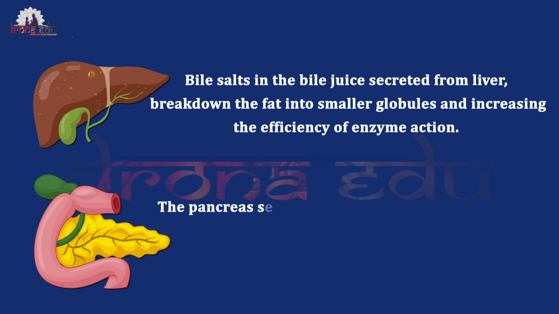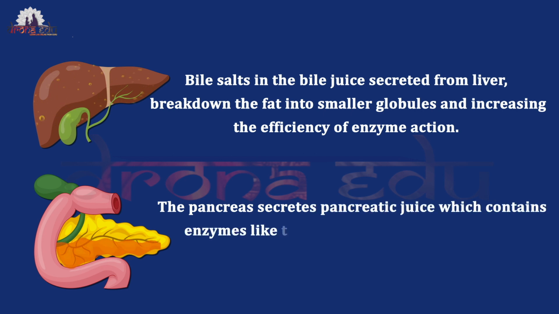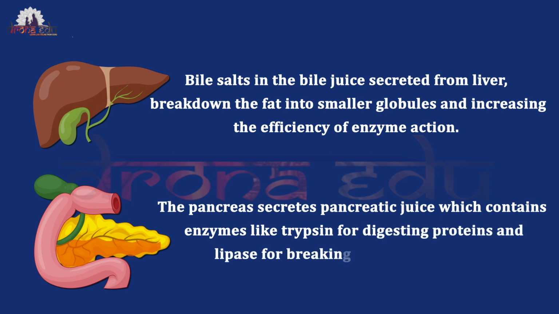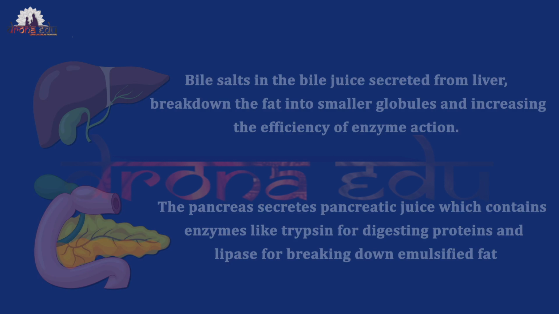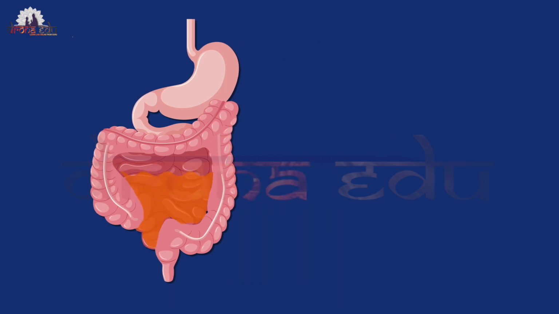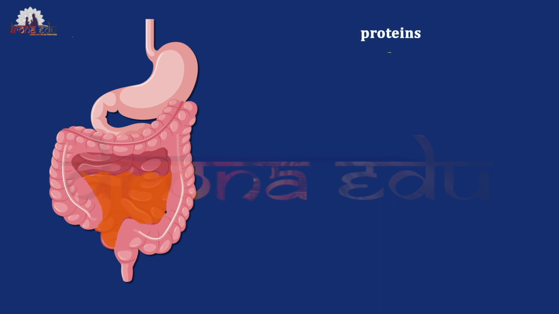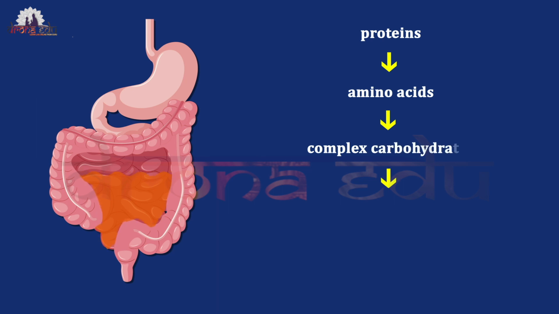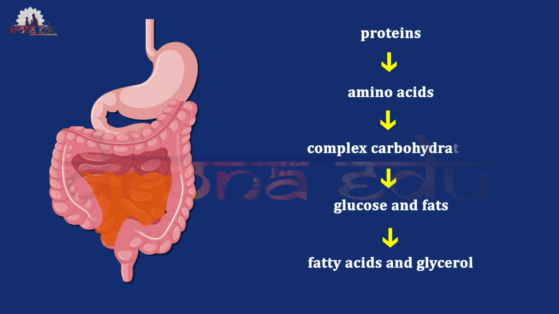The pancreas secretes pancreatic juice, which contains enzymes like trypsin for digesting proteins and lipase for breaking down emulsified fat. The wall of the small intestine contains glands which secrete intestinal juice. The enzymes present finally convert proteins to amino acids, complex carbohydrates into glucose, and fats into fatty acids and glycerol.